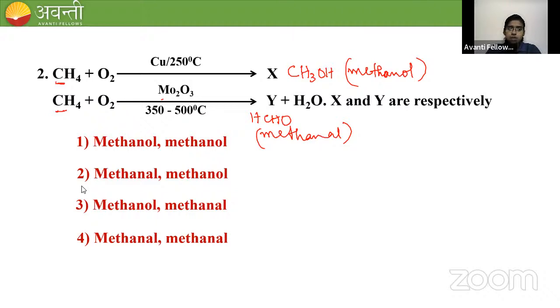Okay, if a two carbon containing alkane is given, then you have to take the two carbon containing alcohol and two carbon containing aldehyde. Got it? So this is how you are finding out the product. Got it? Now let's move on with the third question. So option 3 will be the correct answer for this. So moving on to the next question.